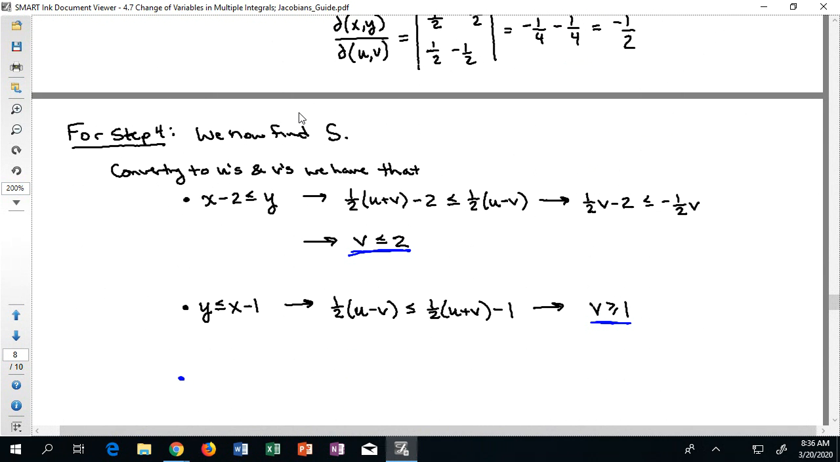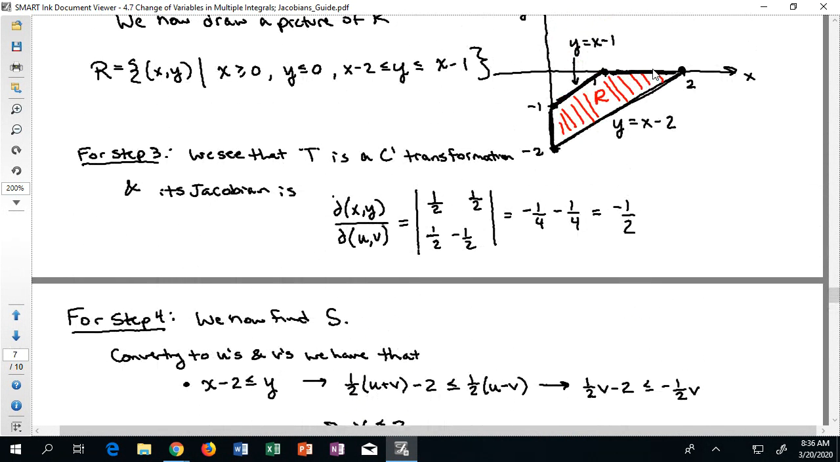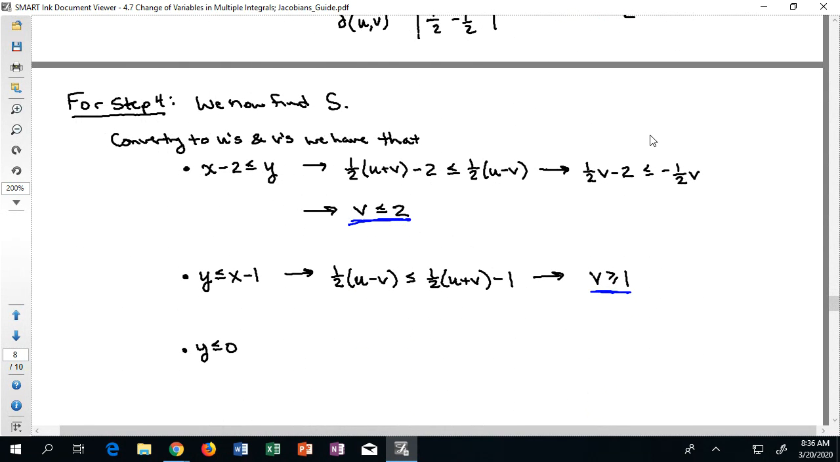Okay, I have two more inequalities that I need to go ahead and change. I need to change y being less than or equal to 0. Remember, that's that top edge that I have up here. Y's got to be less than 0. And when I change that over, I'll see here that I'm going to get a 1/2 u minus a v less than or equal to 0. Interestingly, that turns into a 1/2 u needs to be less than or equal to a 1/2 v. If I multiply both sides by a 2, that just gives me u has to be less than or equal to v. All right, so that's another boundary.